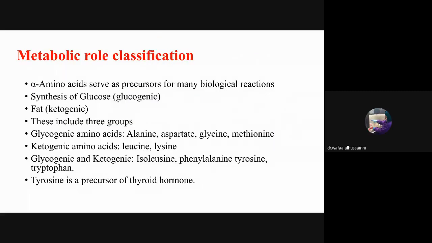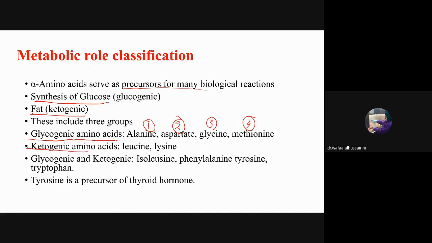Now, this classification depends on the metabolic role and what the amino acids serve as. So we have some alpha amino acids that serve as precursors for many biological reactions, such as synthesis of glucose, which we call glucogenic or glycogenic, and synthesis of fat, so they are ketogenic. So these actually are three groups. Glycogenic amino acids, and these are alanine, this is to be memorized: aspartate, lysine, and methionine.